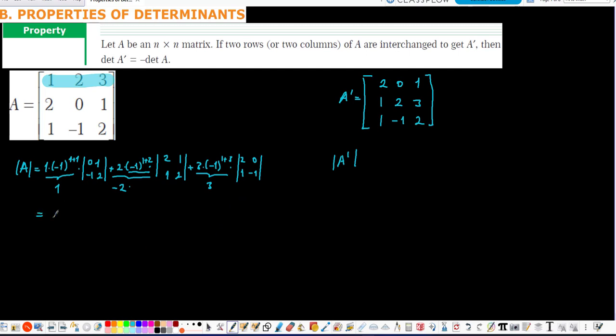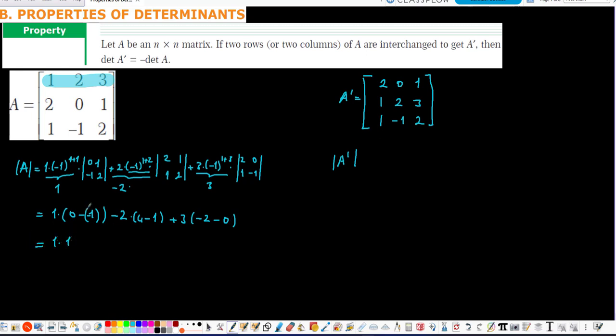Then let's continue. 1 times the determinant of this matrix: 0 times 2 is equal to 0, minus 1 times minus 1 is equal to minus 1. Then the minus 2 is coming, times the minor of this matrix: 2 times 2 is equal to 4, 1 times 1 is equal to 1, so 4 minus 1. Then plus again 3, times the minor: 2 times minus 1 is equal to minus 2, 1 times 0 is equal to 0.